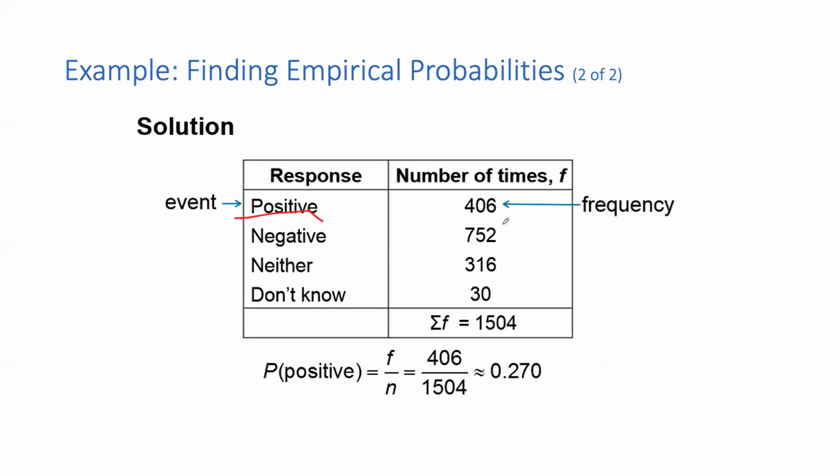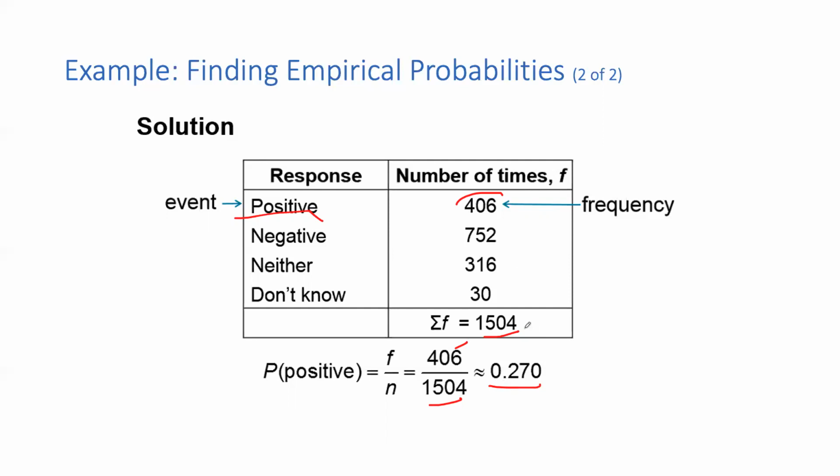Okay. So now of the 1,504 responses I've already recorded, 406 of them have been positive so far. So my best approximation of the probability that the next person I call says they have a positive view of the 2000s is about 27%. Okay, so that is my empirical probability.